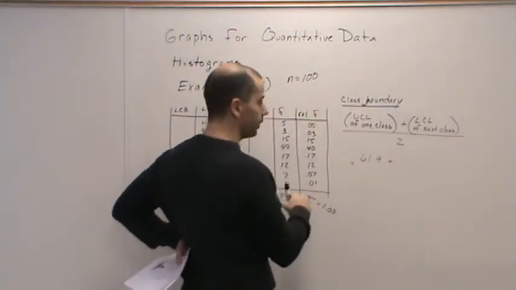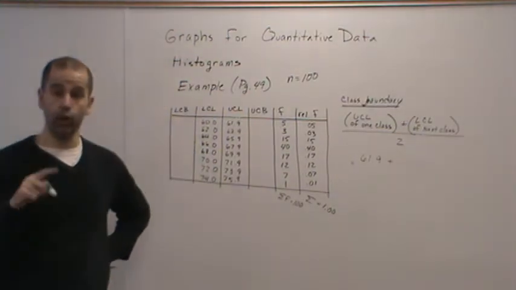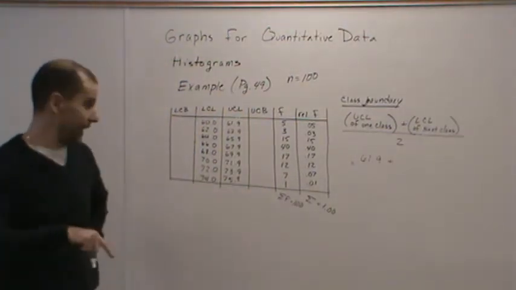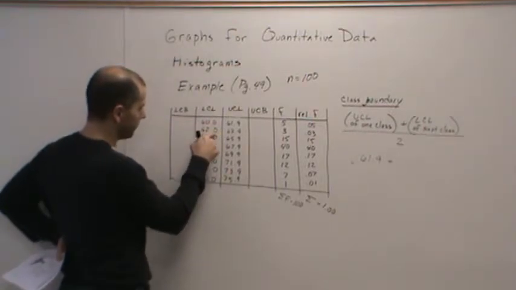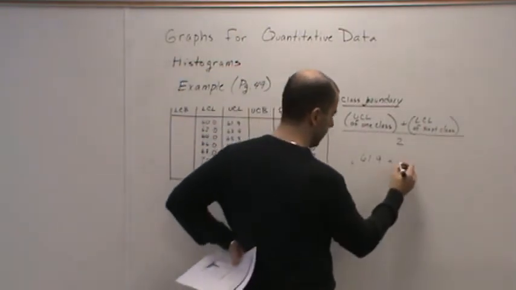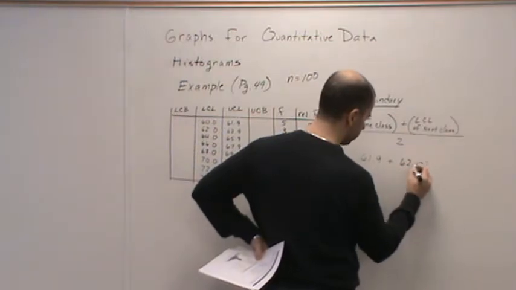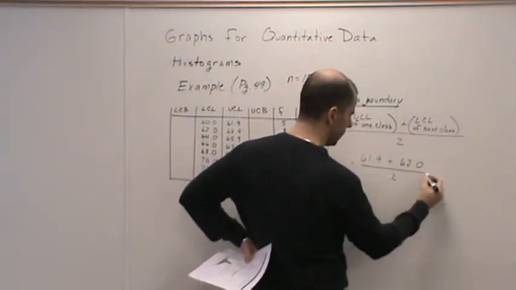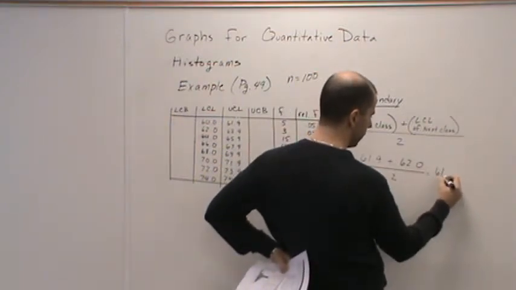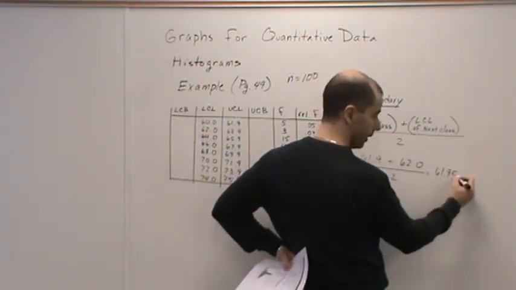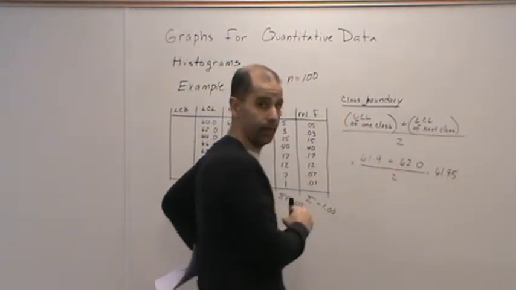And now what we're going to do is add the lower class limit of the next class. Well, what's the next class? This one. So we're going to take the lower class limit, 62. We're going to add those and divide by 2. And what do we get? We get 61.95.